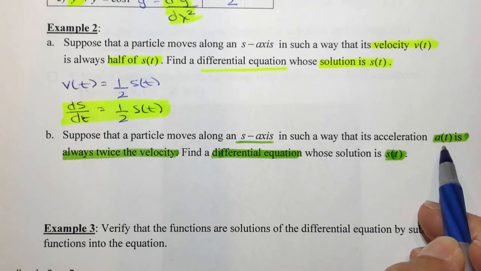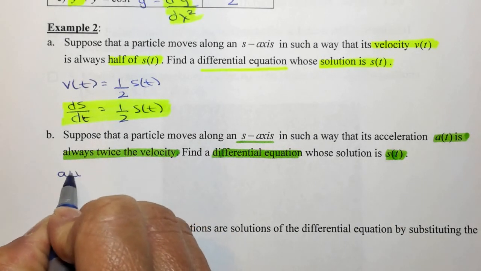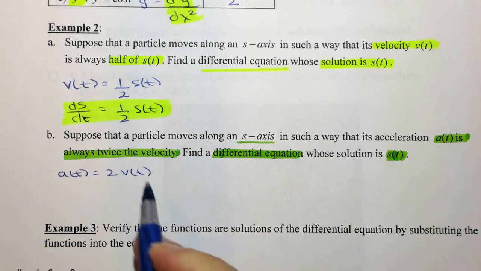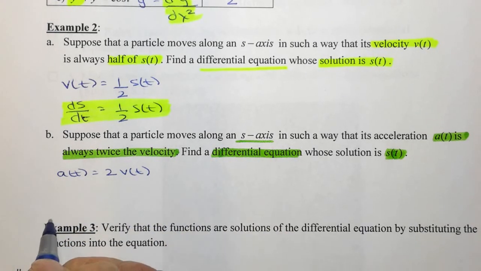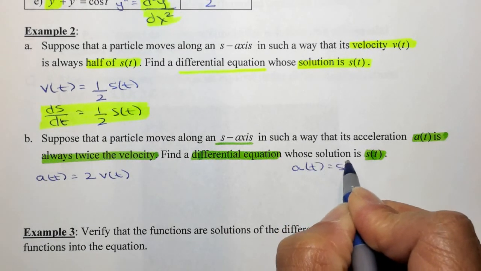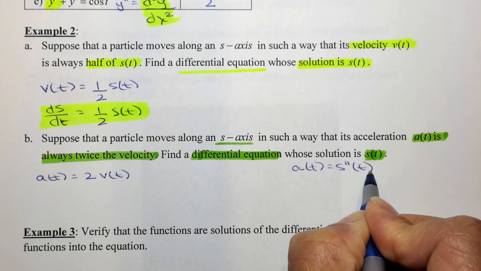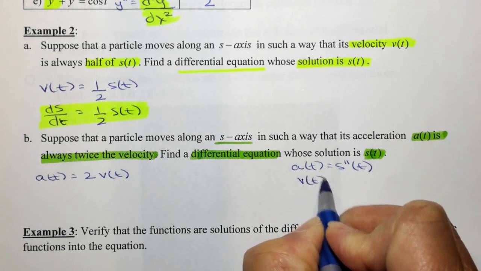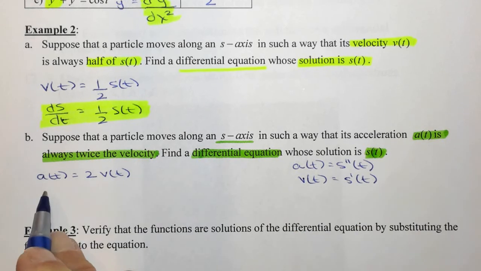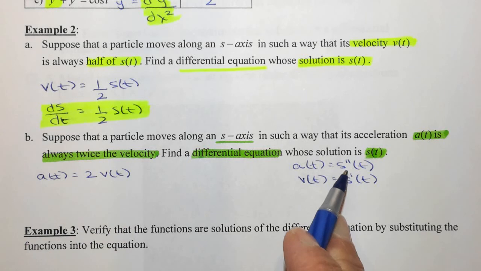So start with what they tell you. So our acceleration is twice the velocity. Okay, so in terms of the position, over here I'll say acceleration is the second derivative of position. Okay, and velocity is the first derivative of position. So now what I can do is rewrite this in terms of the position.